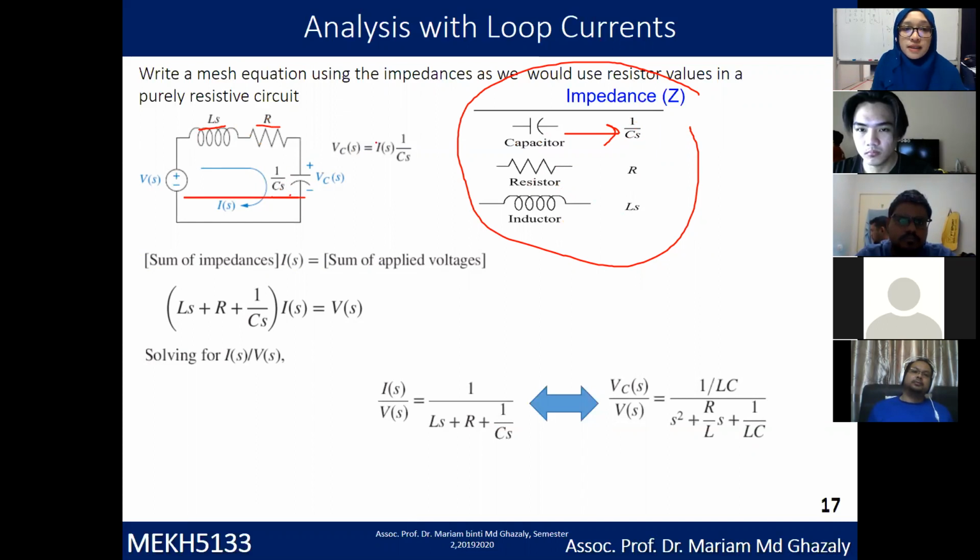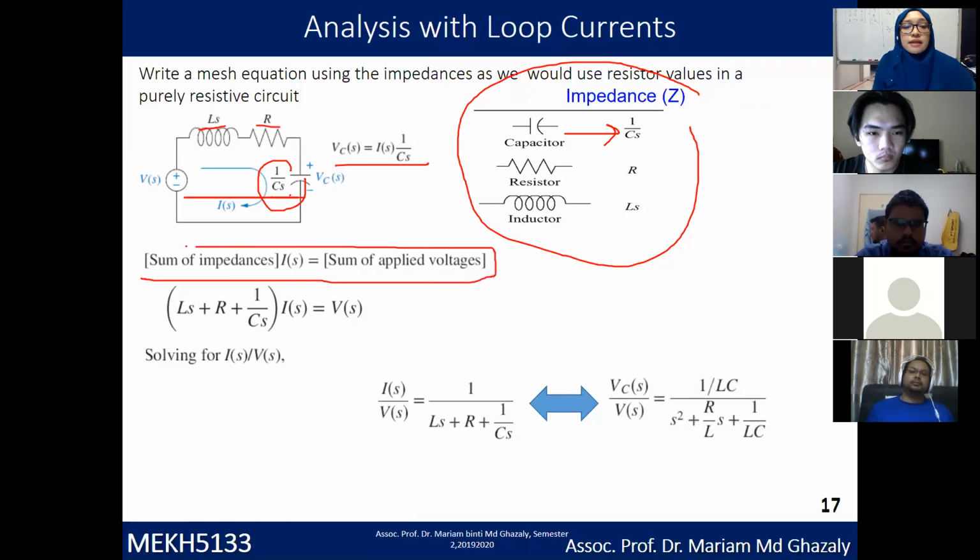So from here you can write out VC. VC equal to IS times 1 over CS. And this will be the equation, the general equation: sum of impedance. If you have one loop with R, L, C, the sum of impedance times IS, the current in that loop, is equal to the sum of applied voltage.